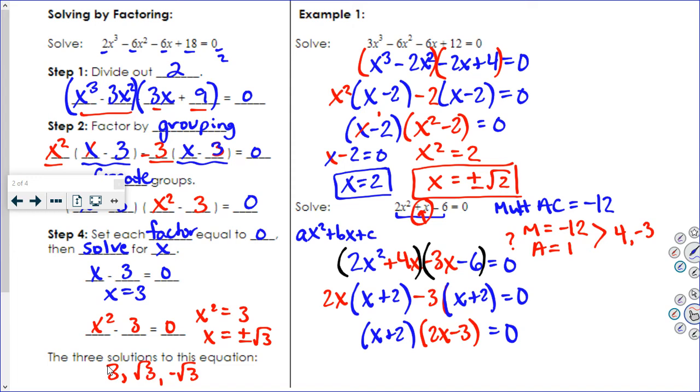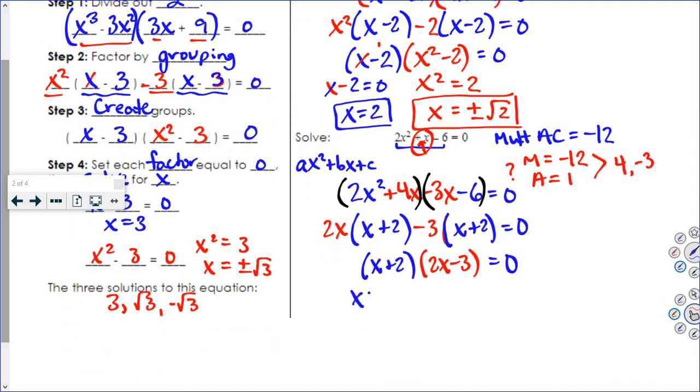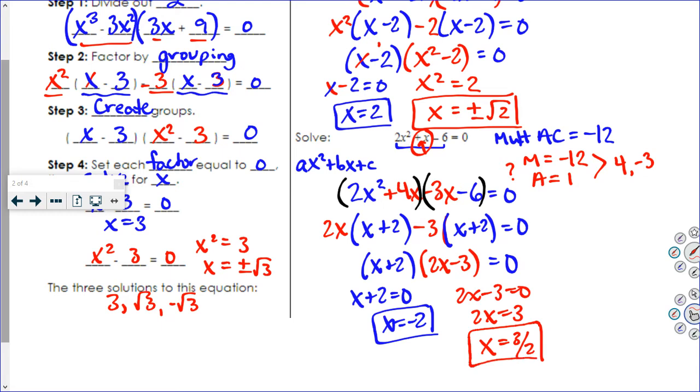Okay, and then from that point, I can go ahead and set each one equal to 0 and solve. So I get negative 2 for this one. And then for the other one, I get 2x minus 3 equals 0. So 2x equals positive 3. Okay? So again, my very first step is multiplying that first and last term together to get that value. They then help us figure out what multiplies to give us negative 12, what adds to give us, and again, that number comes from that b term, that middle coefficient.